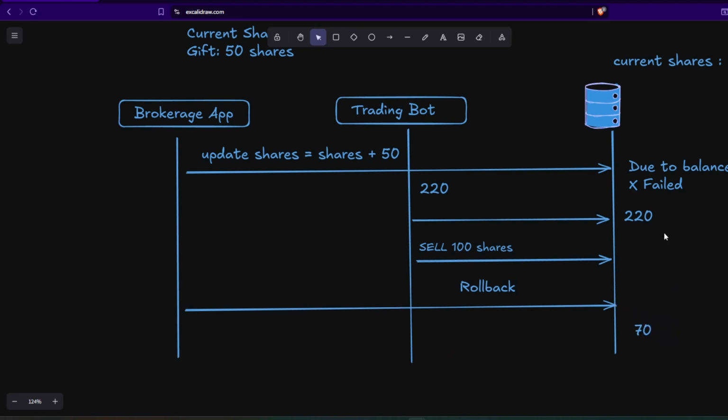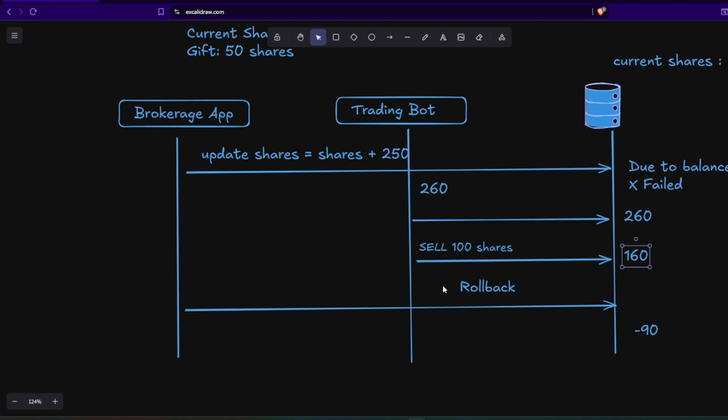And there can be far worse cases than this. For example, suppose they decide to gift you 250 shares, and initially you have only 10 shares. The bot sees 260 shares and sells 100 shares, so the number ideally should become 160. But the rollback happens, and with it the 250 shares are not added. So the 100 shares are deducted from 10, and your system goes into a completely inconsistent state.